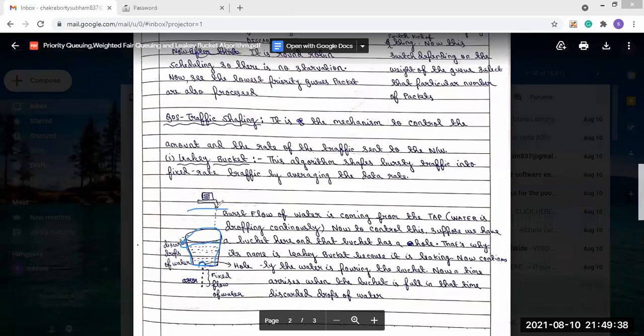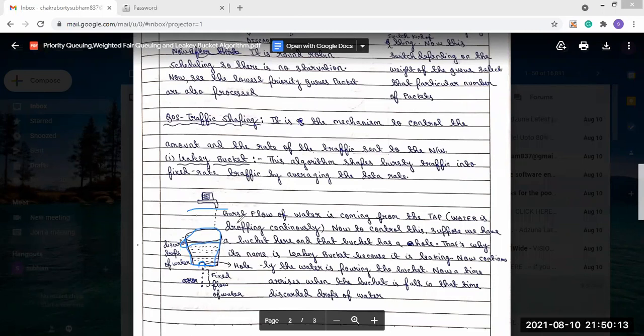So now the water is dropping in the bucket, and in the bucket, below, there is a hole. Here we say that it is the burst flow of water. Now we open the tap, and the water which is dropping is the burst flow of water. It is the burst flow of water coming from the tap, because the tap is open and the water is dropping continuously.